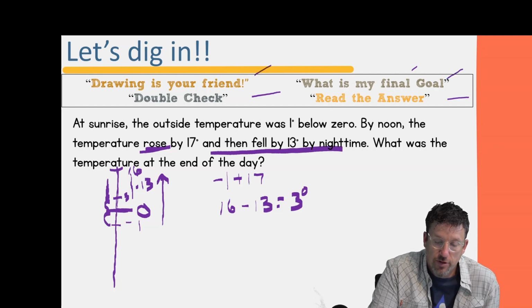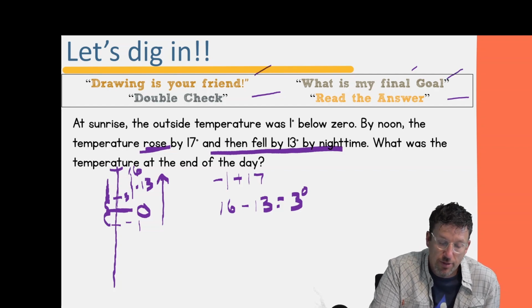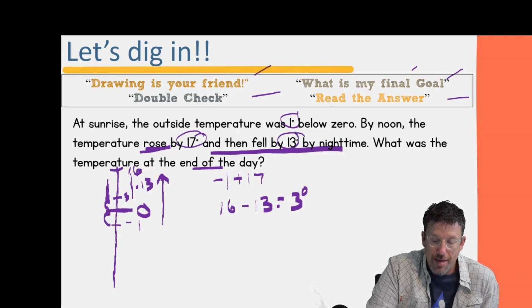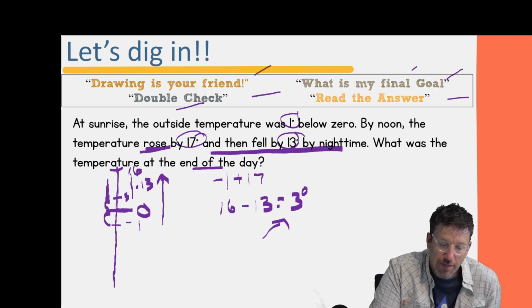What was our final, well, first of all, what's our final goal? They want to know what is the temperature at the end of the day. I feel pretty good about that. We started at 1. We dropped 17 and we added 13 because it went back up and we ended up with 3 degrees. All right, double check my computations.